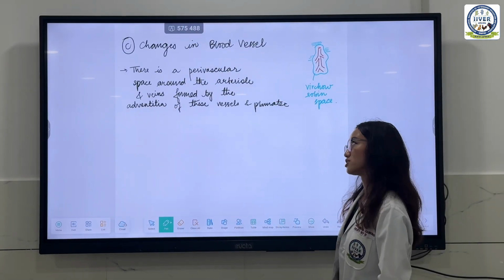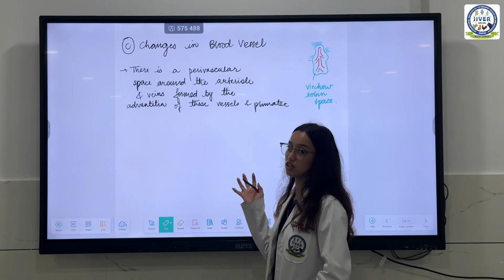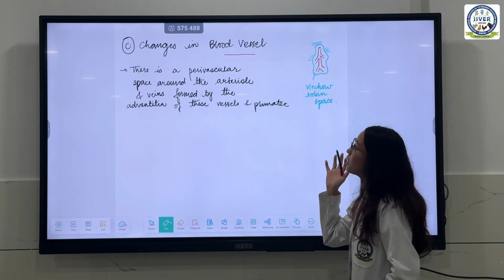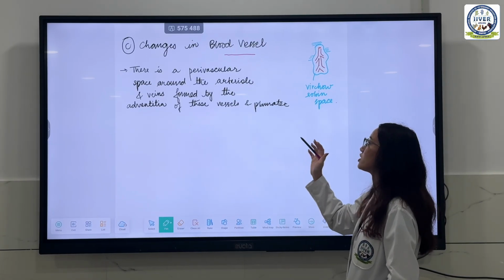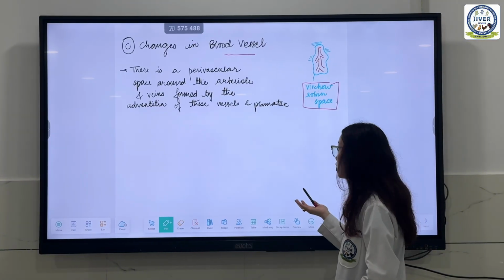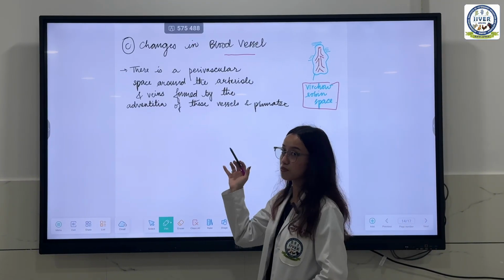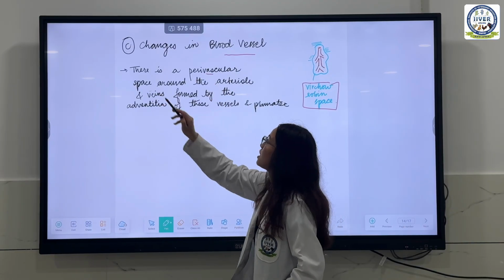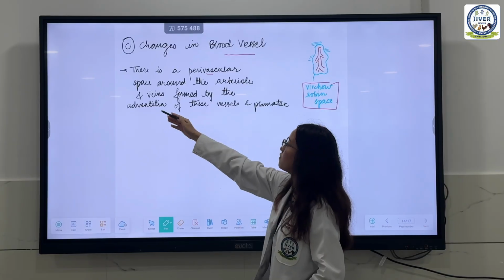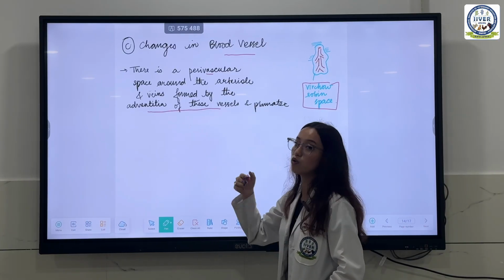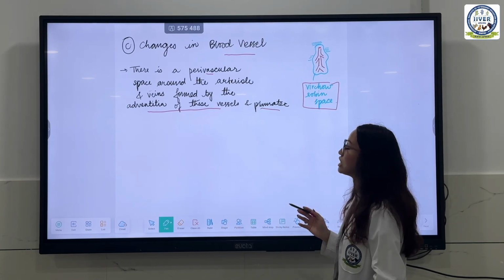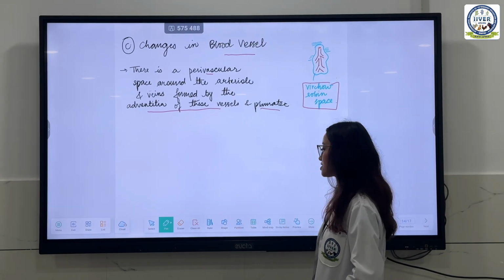Now we come to the last subtopic of this main topic, which is changes in the blood vessels. Under this subtopic, there's a very important term called Virchow-Robin space. What is Virchow-Robin space? It is a perivascular space around the arterioles and veins, meaning the blood vessels, which is formed by the adventitia of these vessels, meaning the outermost connective layer of the vessels, and the pia mater, which is one of the layers of the brain meninges.